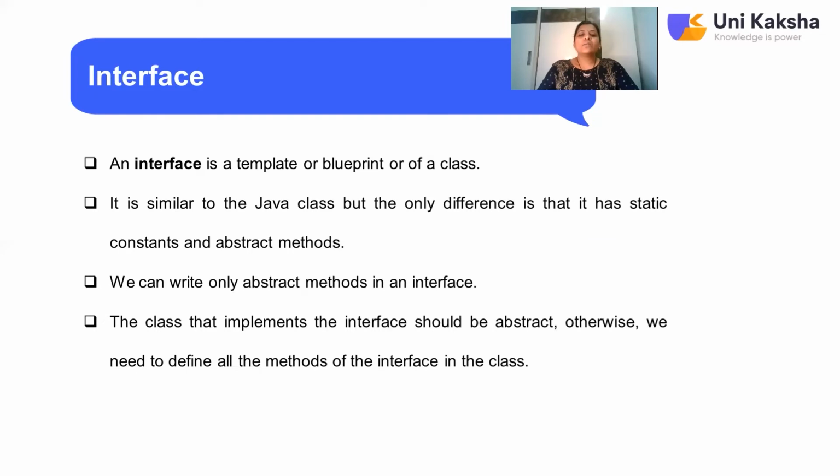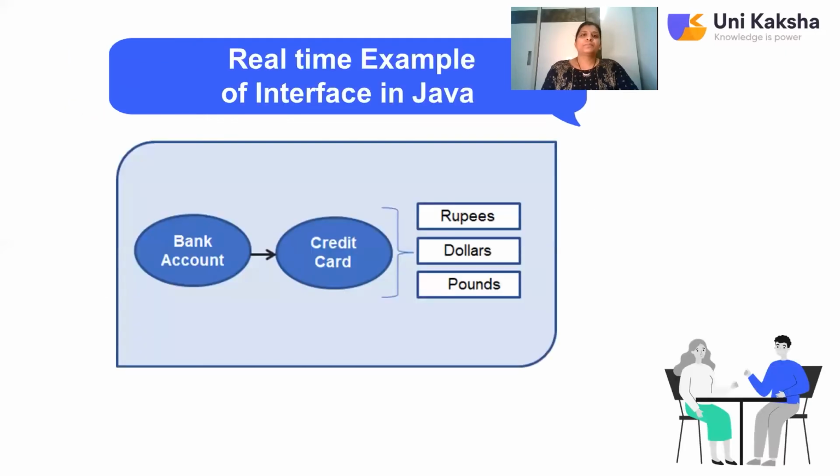The class which is implementing the interface should be abstract. Otherwise, we need to define all the methods of the interface in the class again. So this is all about the interface. Now let's consider a real-time example of interfaces. You can think about a bank account or a credit card. Now I'll give you one example related to this.